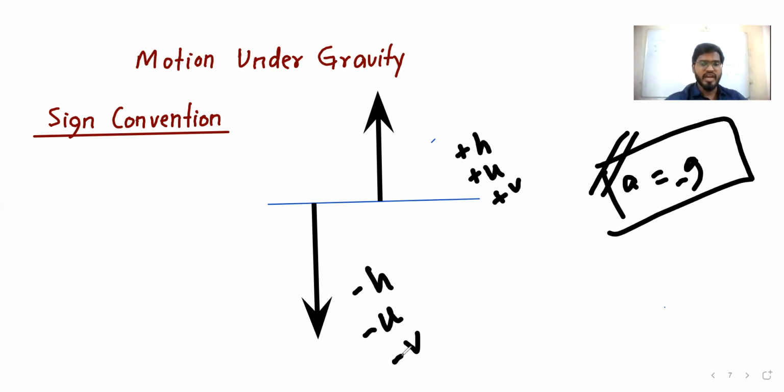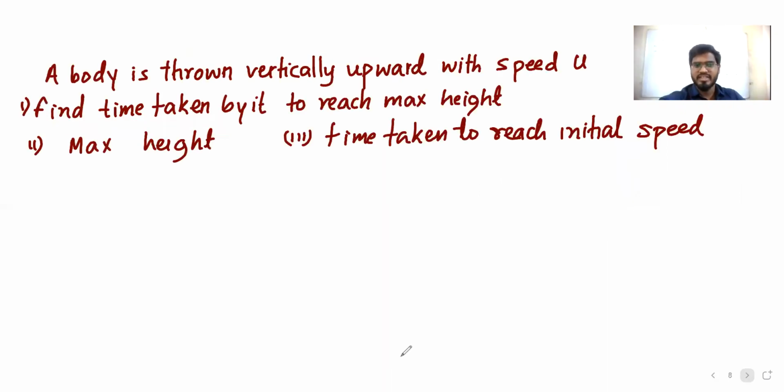Suppose you are going up a tower and then throwing an object down. So the height is what? Below. So that height will be negative only. Fine. Let's see some numericals, so that you understand it in a better way.